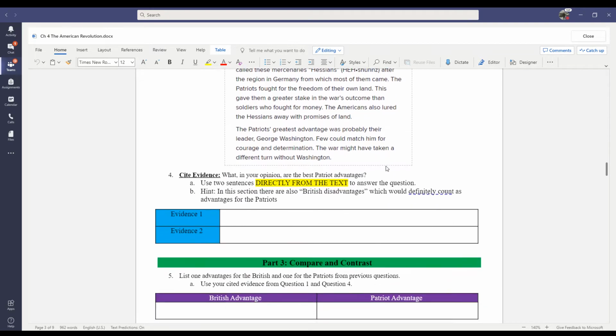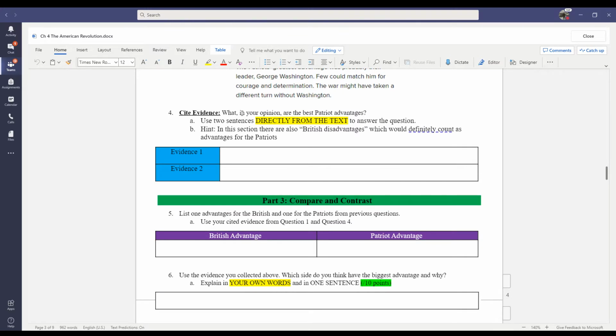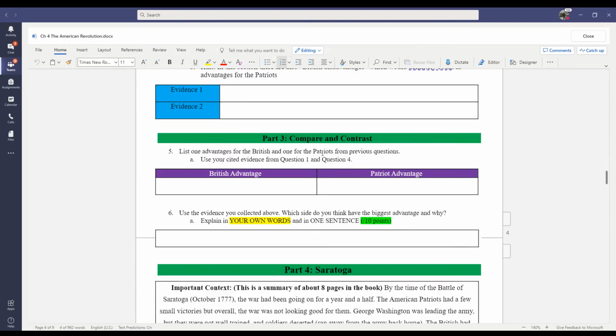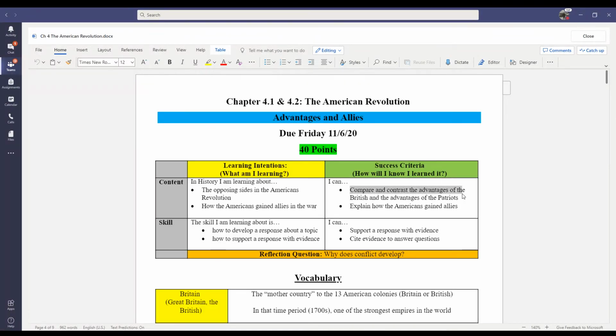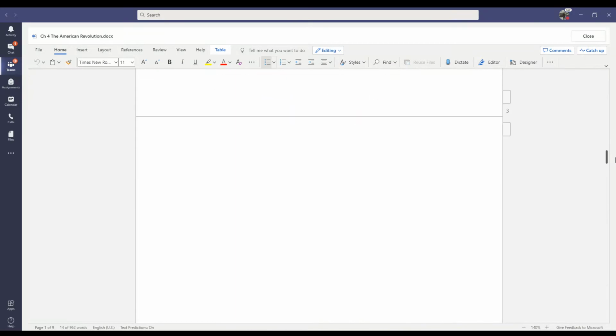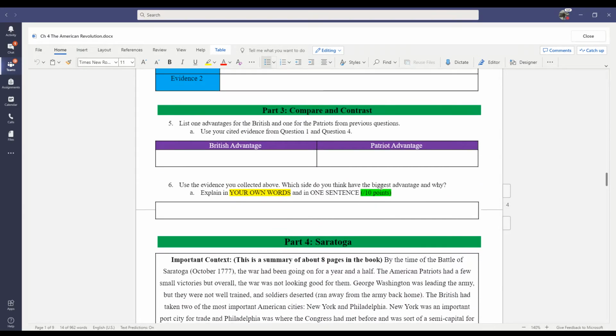Advantage of the Patriots. So now we're looking at the American people fighting for independence. You're going to cite directly from the text, telling me what are the best Patriot advantages. Then part 3, and this ties in, if I go all the way back, compare and contrast the advantages of the British and the advantages of the Patriots. So this is the big thing that we want to do to complete our criteria for success, right? How will you be successful? You want to be able to do 5 and 6.